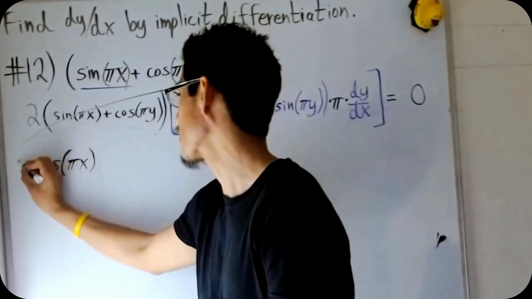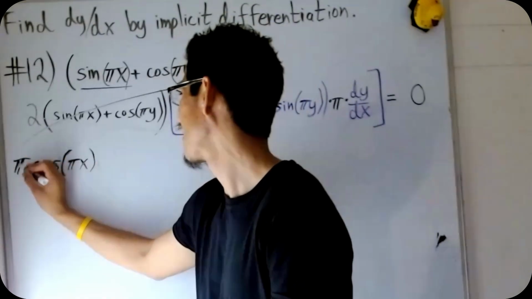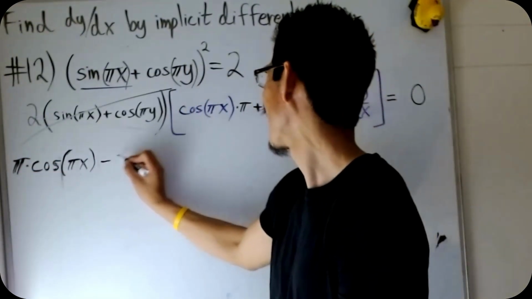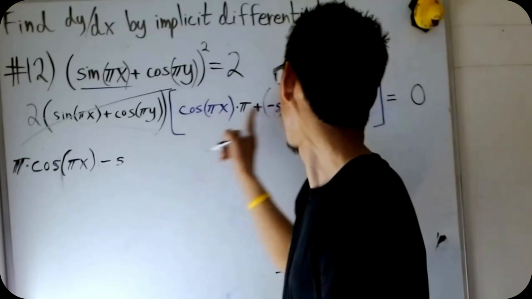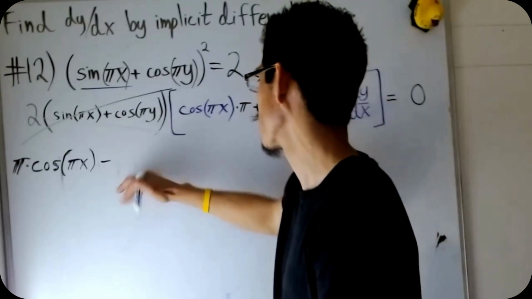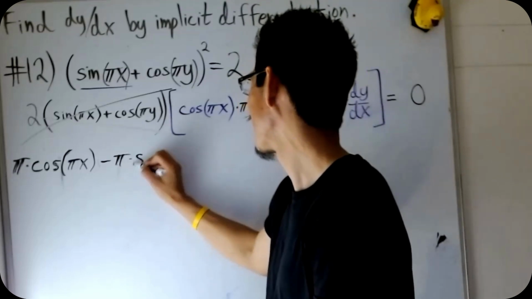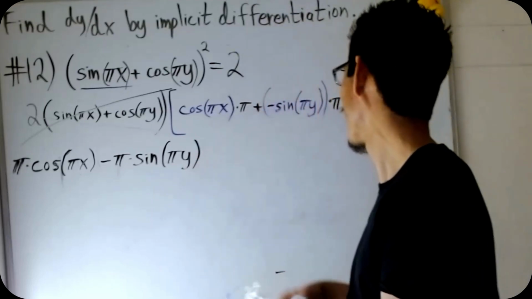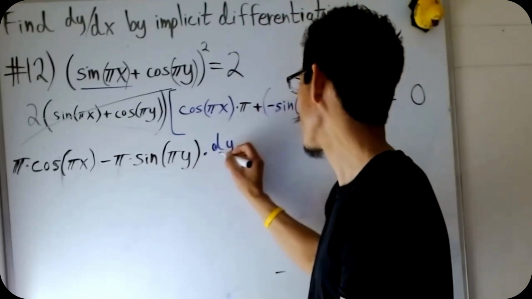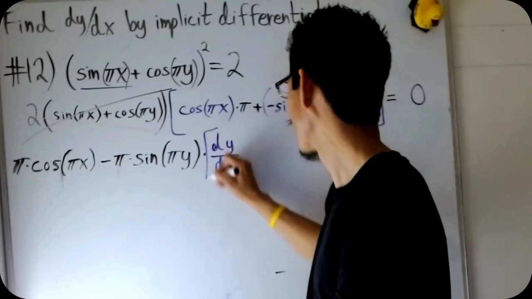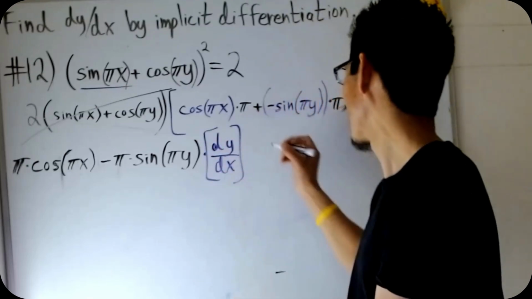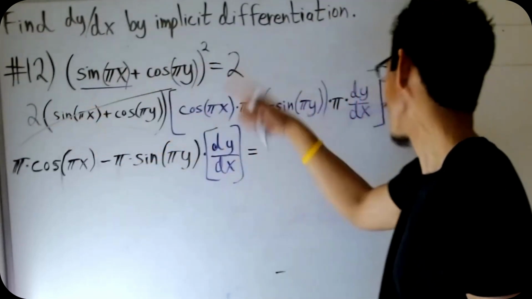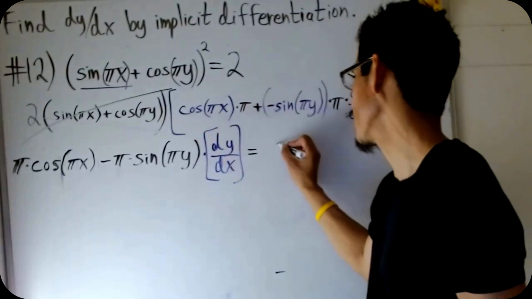Now let's put that pi in front actually, just to make it look a little neater. Pi times the cosine of pi x minus pi, let's put that pi there as well, minus pi times the sine of pi y multiplied by dy dx. Put that in brackets. And since we're dividing by this on both sides, 0 divided by that is just 0 still, so that doesn't even matter.